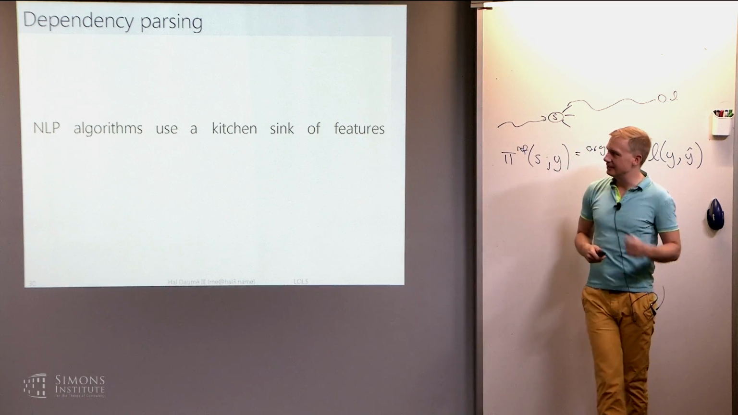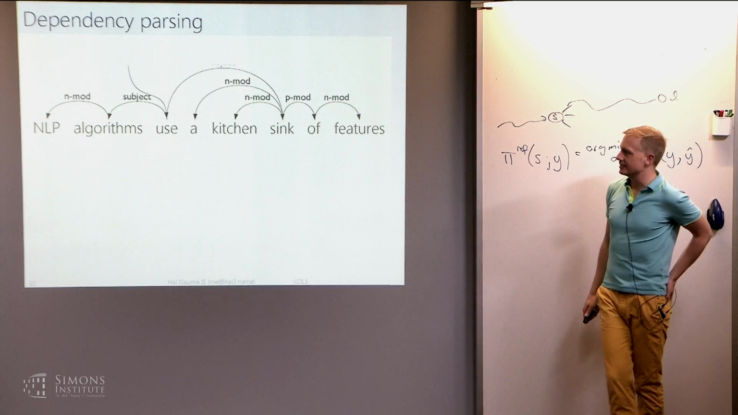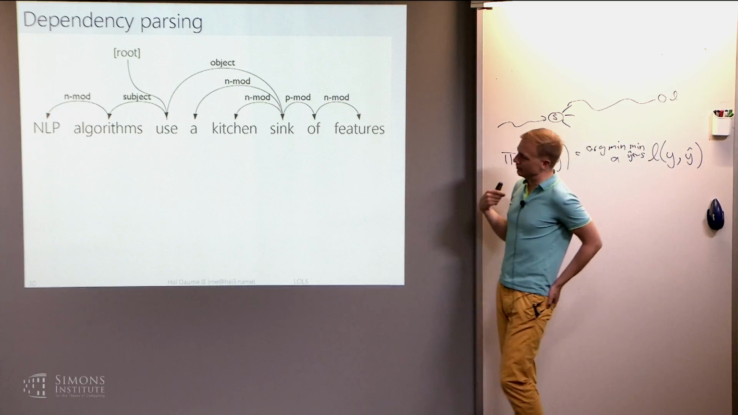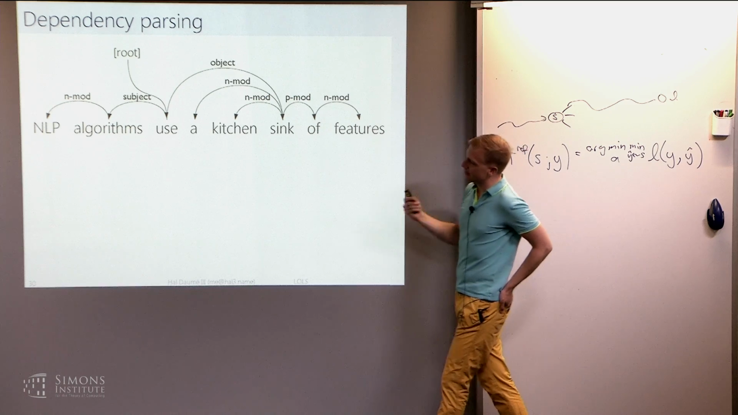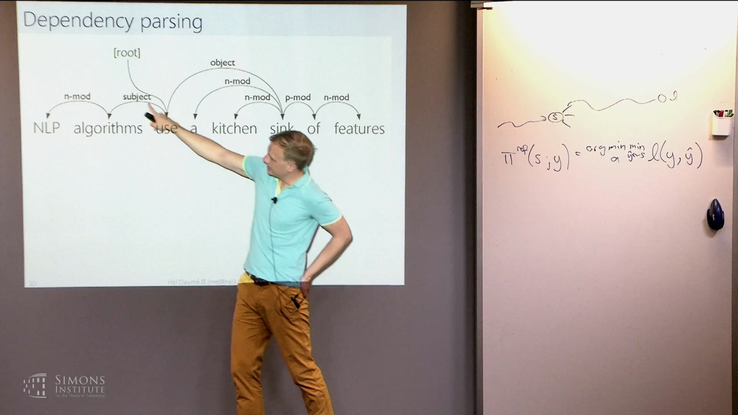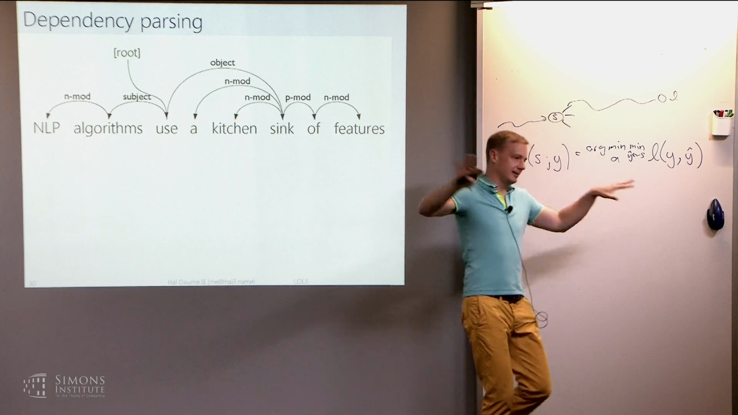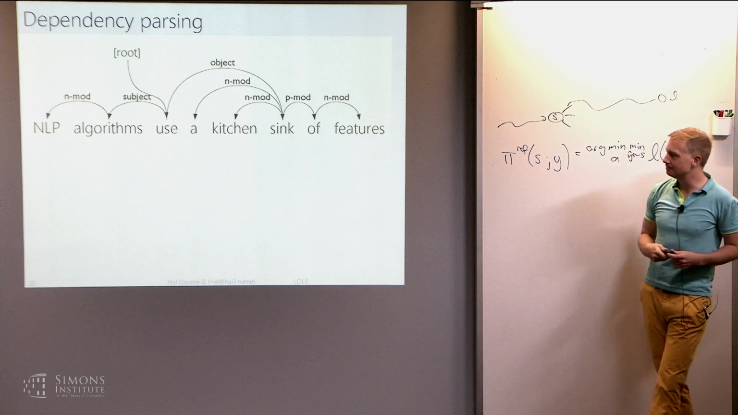I'm going to give an example from dependency parsing. We have a sentence like "NLP algorithms use a kitchen sink of features." We're trying to construct a tree that says, for instance, that "use" is the head verb of this sentence. It has a subject, which is "algorithms," and has an object, which is "sink." And then the rest of the tree builds out from there.